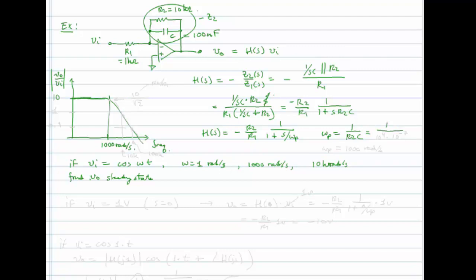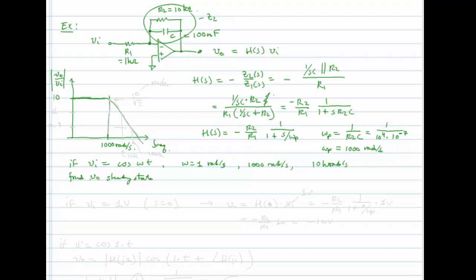And for R2 and C values, we have 10 to the 4 times 10 to the minus 8. Oh, I messed this up by 1. I wanted to have 10 to the minus 7. 100 nano is 10 to the minus 7. That's right. Okay, so that ends up being 10 to the minus 3, or omega P is 1,000 radians per second.